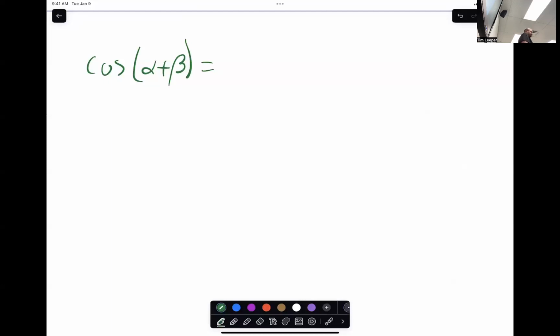Well, it's cosine alpha cosine beta minus sine alpha sine beta. There you go. Something like that, at least, right? Yeah. Cosine alpha cosine beta minus sine alpha sine beta. That is cosine of alpha plus beta. Good.